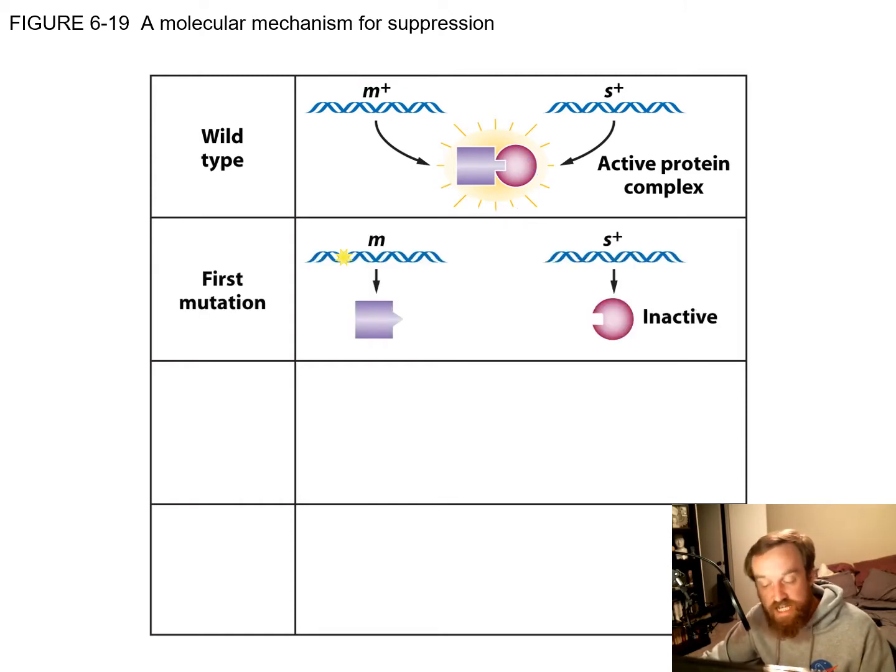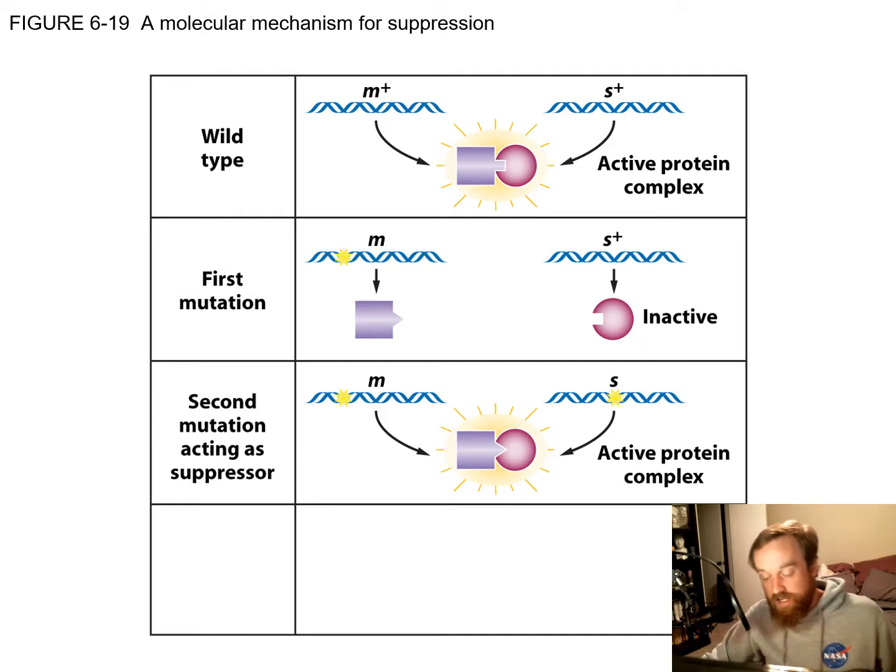Now, if there's a mutation in the M gene, specifically if it changes the conformation of the protein, or if that is in the binding site of the protein, then we end up with no longer an active protein complex, because you can see in this indication here, the binding sites no longer match on both proteins. So it doesn't come into complex, and thus it's not active.